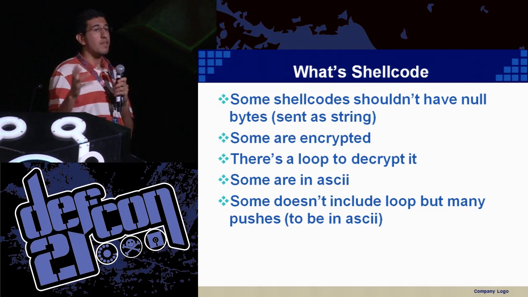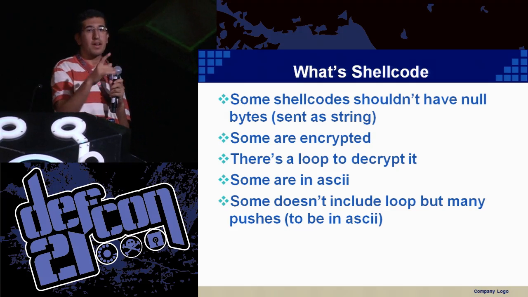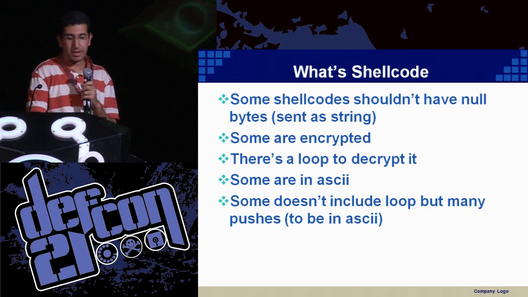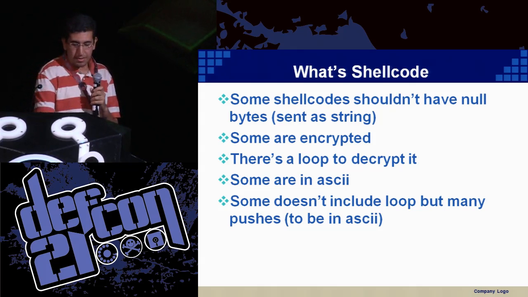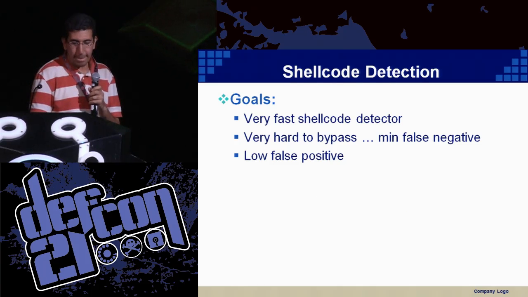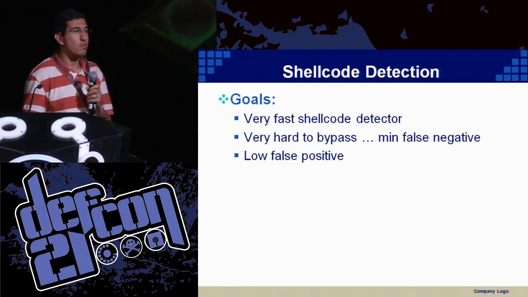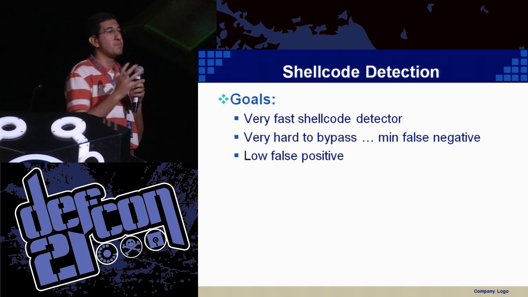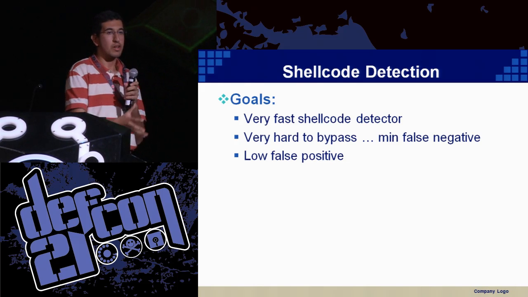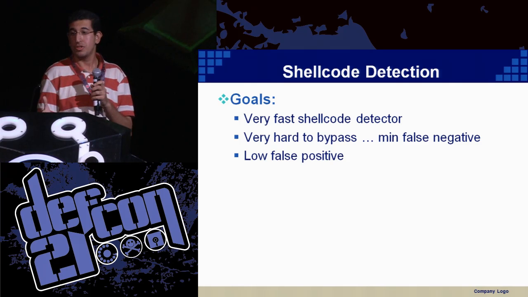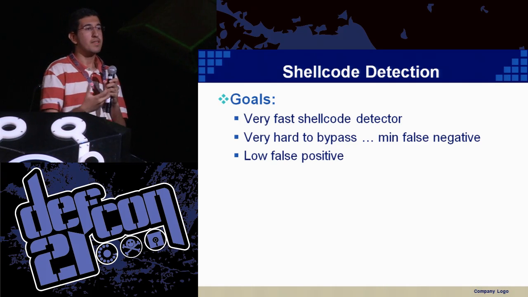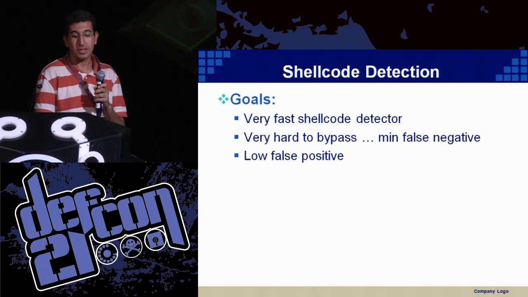Some shellcodes are forced to be in ASCII, like characters A, B, C, and so on, because some applications check if the username includes some unknown bytes. So we need to detect that this username, this person's name, includes some shellcode, includes some code inside it, and that he tried to modify the application behavior to run this shellcode.